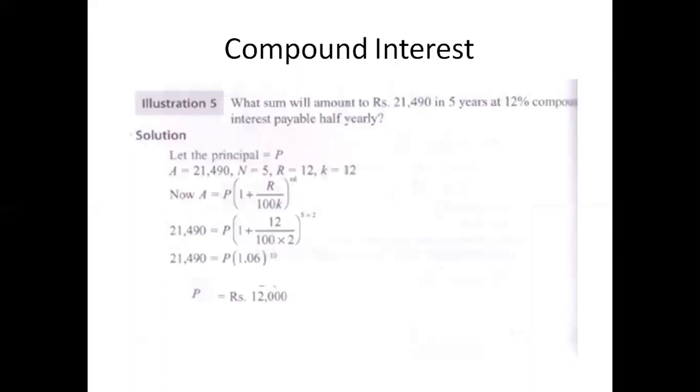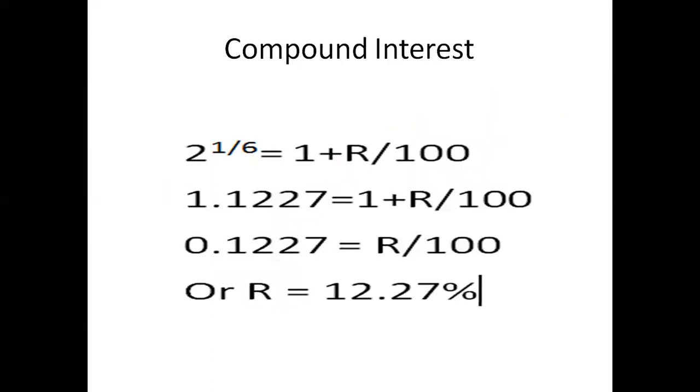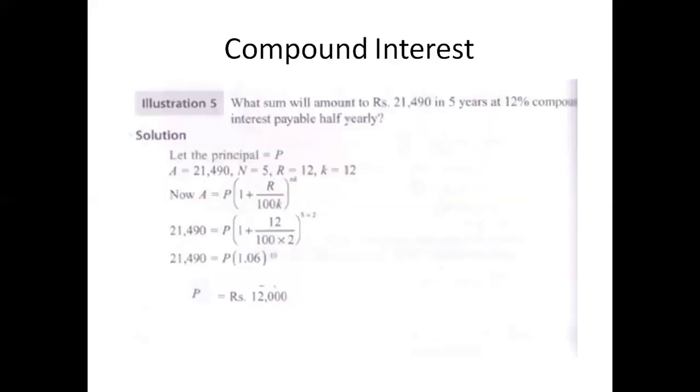Now, what sum will be available for rupees 21,490 in 5 years at 12% compound interest payable half yearly? Now, here also, like previously, we have to use the interpolation formula like this to calculate the amount. Now, because we like to differ in using the log table.